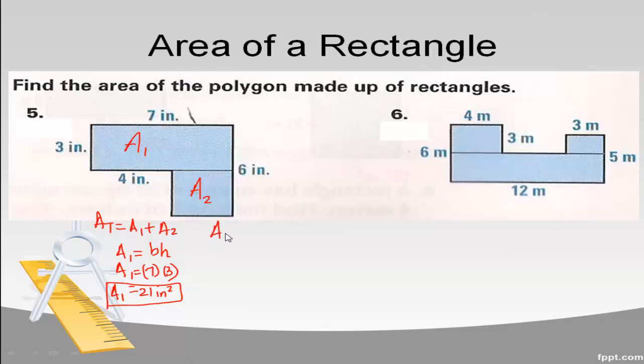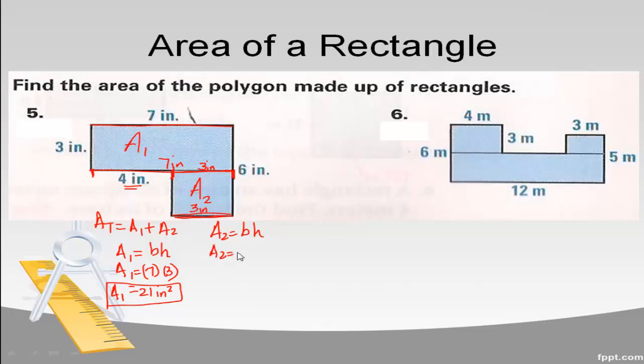Now let's work with area 2, which is base times height. Now area 2, I don't know what the base is, but we can figure it out. If this whole thing here measures 7, then the opposite side also measures 7. This whole thing measures 7 inches. If this piece from here to here measures 4, then this piece from here to here has to measure 3 inches. Okay, and there's the base for this piece, 3 inches.